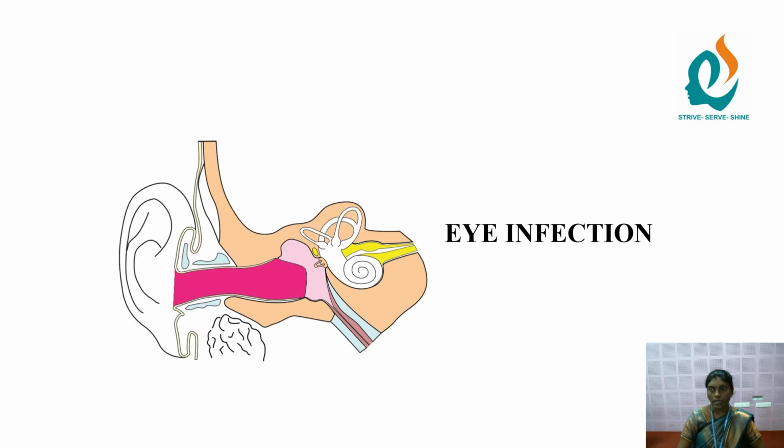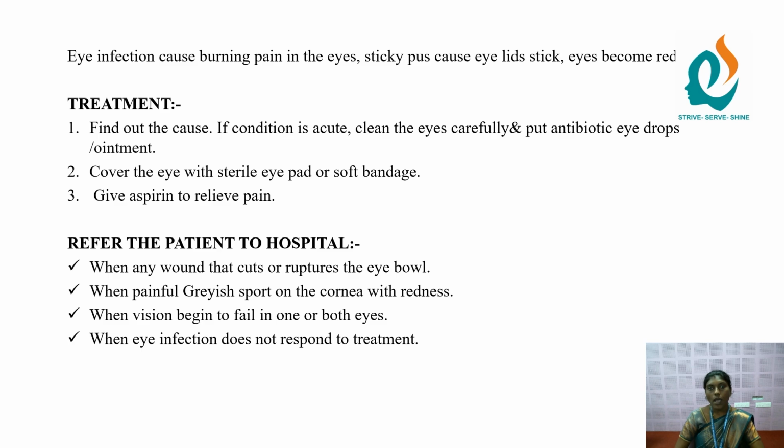And the next one is eye infection. Eye infection causes burning pain in the eyes. It causes the eyelids to stick, and the eye becomes red. Treatment: find out the cause. If the condition is acute, clean the eyes carefully and put antibiotic eye drops and ointment.